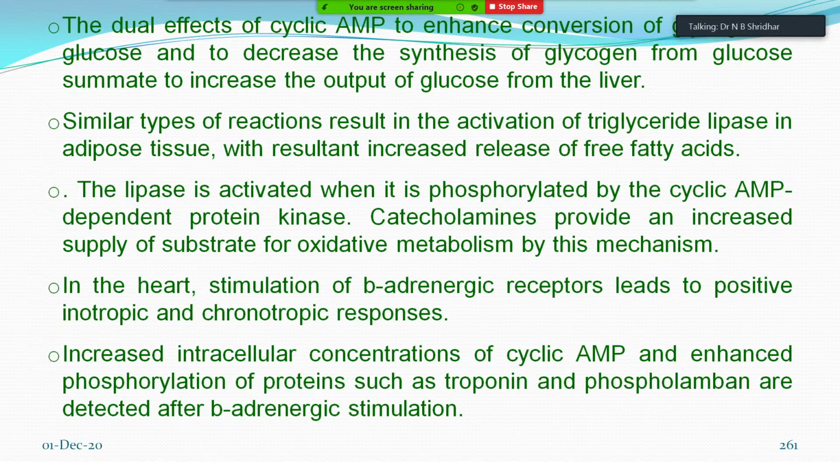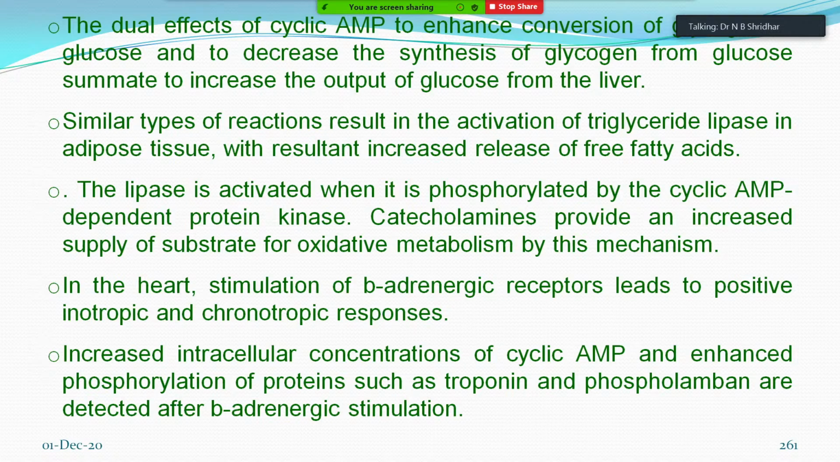The number one storehouse is the liver glucose, followed by the muscle glucose, then by the adipose tissue glucose. And a similar type of reaction results in activation of triglyceride lipase in adipose tissues. Another depot of glucose is adipose tissue, where there will be lipolysis and a resultant increased release of free fatty acids. And the lipase is activated when it is phosphorylated by the cyclic AMP dependent protein kinase C.